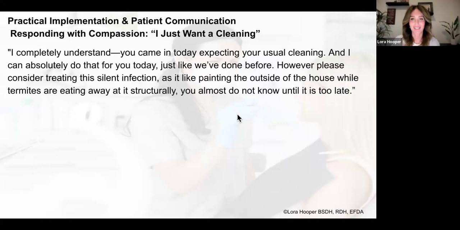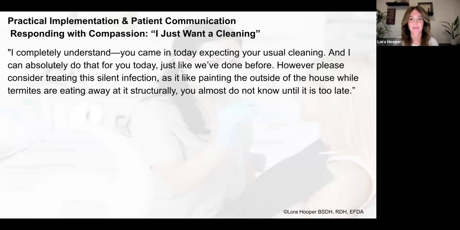Some of my takeaways, and you can use these or combine them for your own, let's just look at this one. I say, I completely understand. You came in today expecting to get your usual cleaning, and I absolutely can do that for you today, just like we've always done. However, I want you to really consider testing because you have a silent infection. You have an infection not only in the tissue, but in the bone. By me just cleaning your teeth, it's kind of like just painting the outside of the house while you have termites eating away at it structurally. By the time those termites destroy your house, it's almost too late.